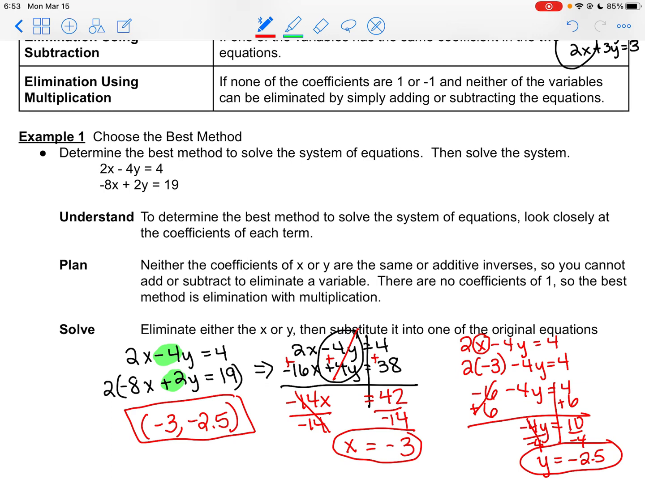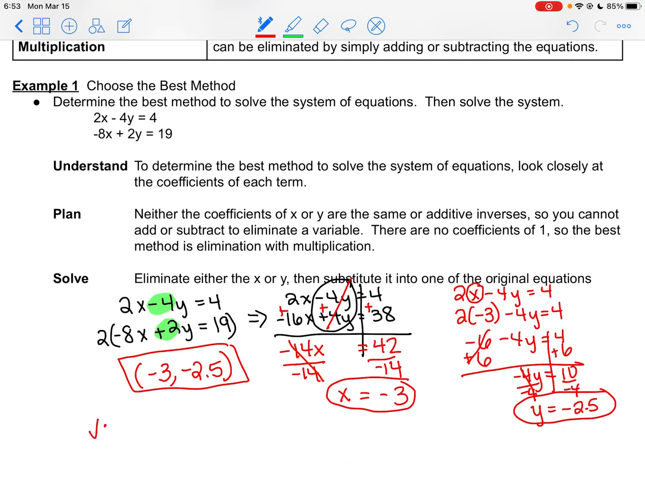If I plug it into the other equation, it would also work. So let me do that to check it. So I'm going to plug it in. Negative 8 times x plus 2 times negative 2.5. So I'm just going to plug it into that left side. I hope that I get 19 out. So negative 8 times negative 3 is positive 24. And then 2 times negative 2.5 is negative 5. So now I have 24 minus 5, which is 19, and that checks out. So that is the solution because it is the same point on both lines.